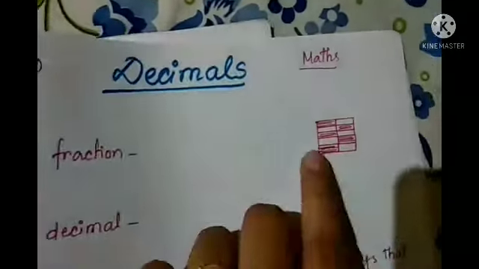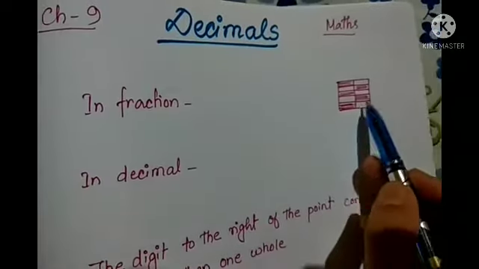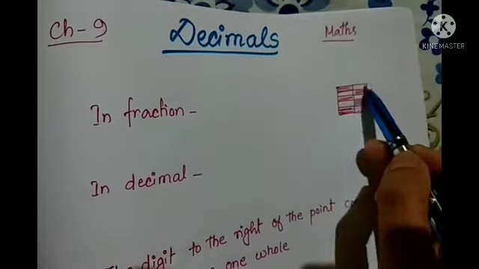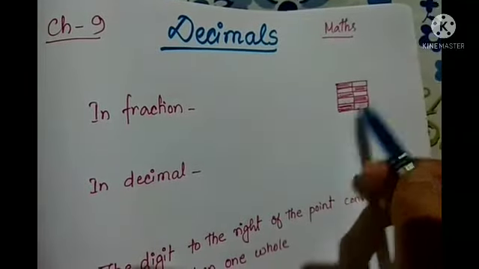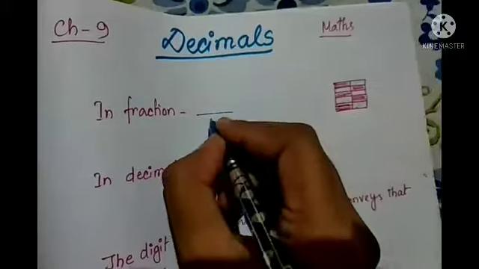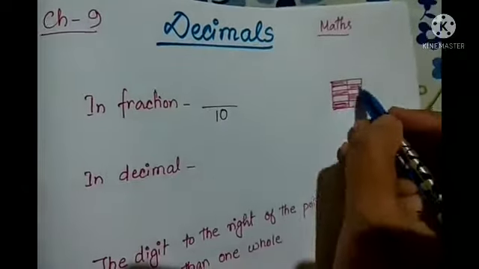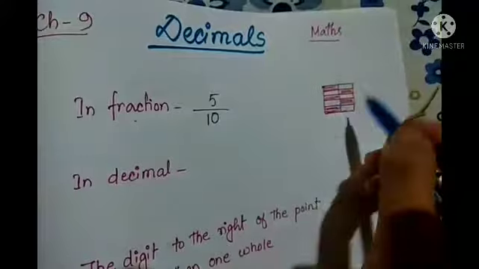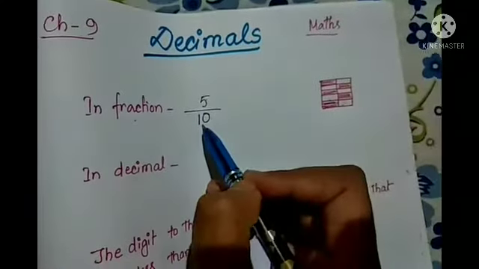So you can see this picture. If you want to write the fraction of this picture, are you able to write it? Yes, here first of all we have to write the total parts. So total here 10 parts are there, so that one will be the denominator. And how many parts are shaded? 5 parts are shaded. So in fraction this figure can be written as 5 by 10, right?